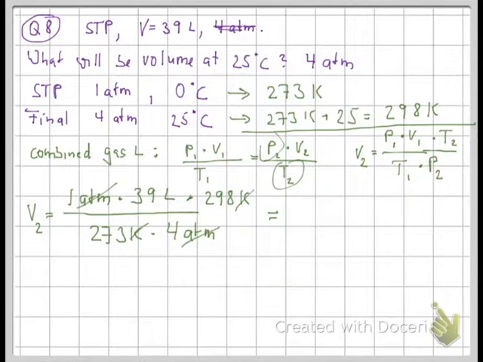So calculate this out. 39 times 298 divided by 273 divided by 4 equals 10.6. I hope I did this right. 10.6 liters, which of course is too many significant figures, so rounded would be 11 liters of volume. And let me double check if that is actually the answer that's expected. Yes.